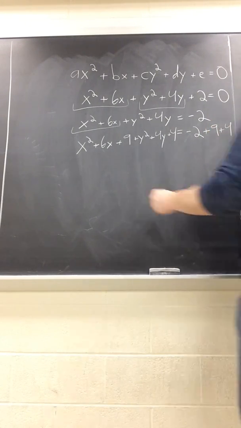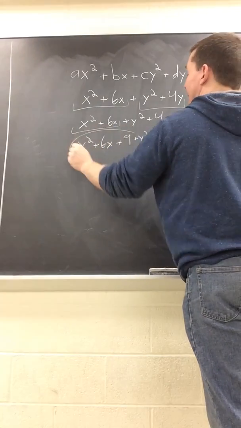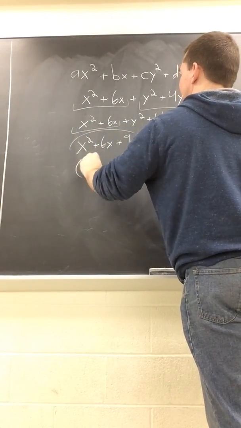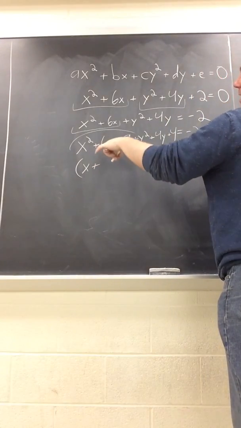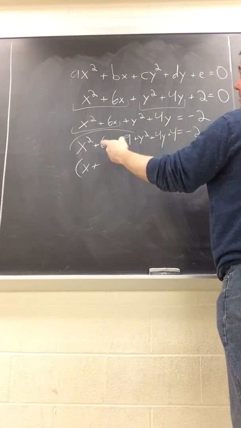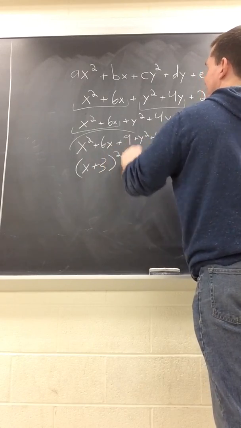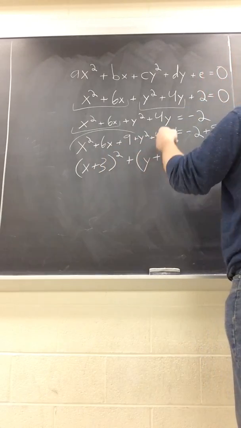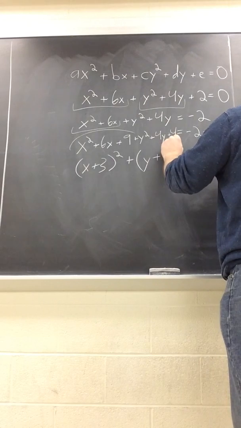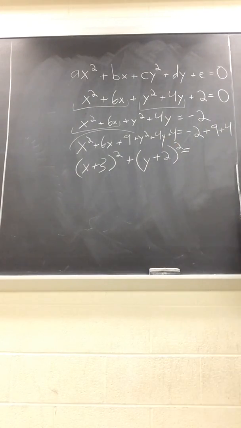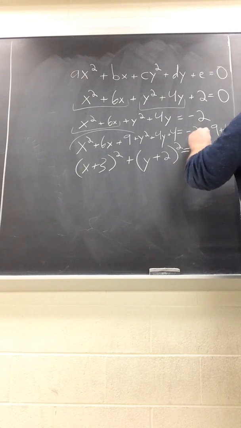Now, assuming you did everything correctly, this is a perfect square, so factor it. x plus, and the trick is, take half of the linear term, and that's your factor. Half of 6 is 3, so this is x plus 3 squared. For the y's, y plus, half of 4 is 2, so it's y plus 2 squared. Equals, 9 plus 4 is 13, 13 minus 2 is 11.